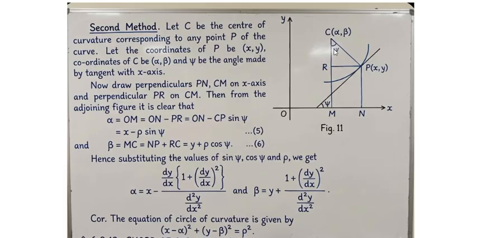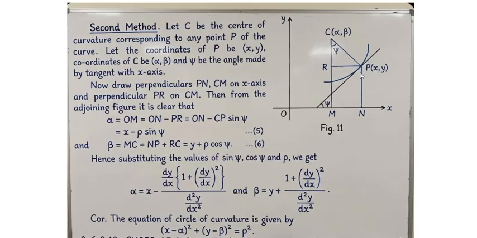Let us assume there is a circle which best approximates the curve at this point. The center is alpha and beta, and definitely the radius of that circle is perpendicular to the tangent. If you draw the tangent at that point on the given curve, with coordinates x, y, and C is the center of curvature, meaning the center of the osculating circle, no problem. And the tangent makes an angle psi with the x-axis.